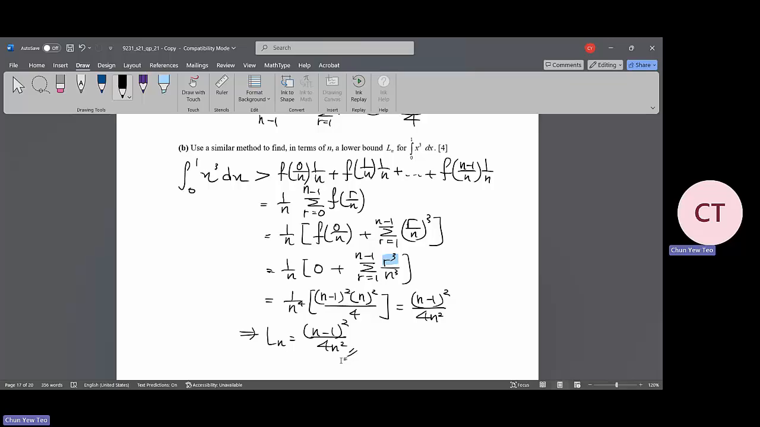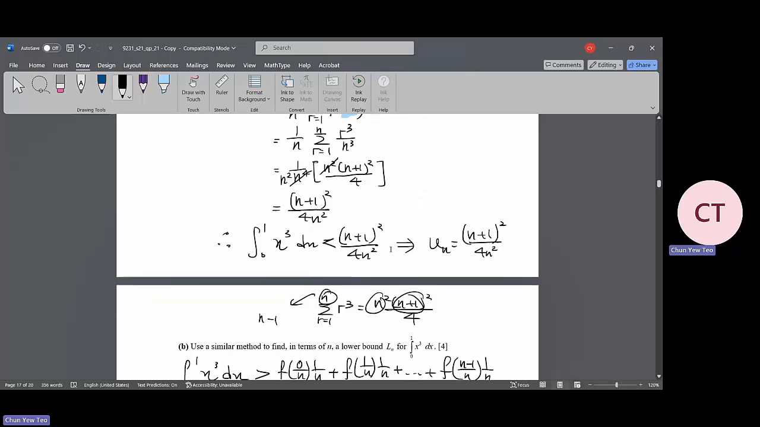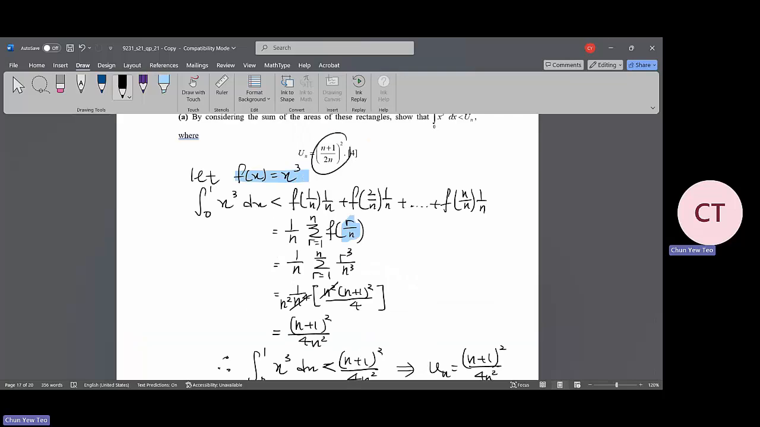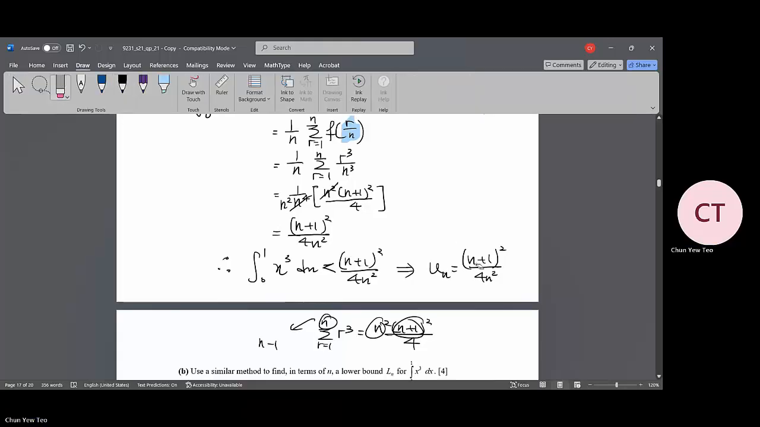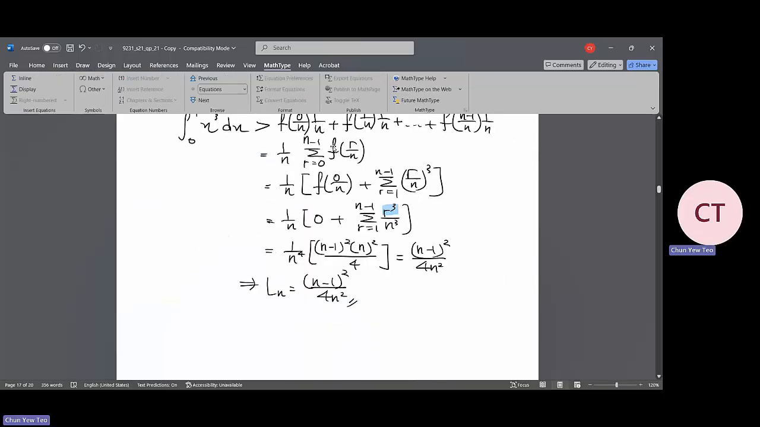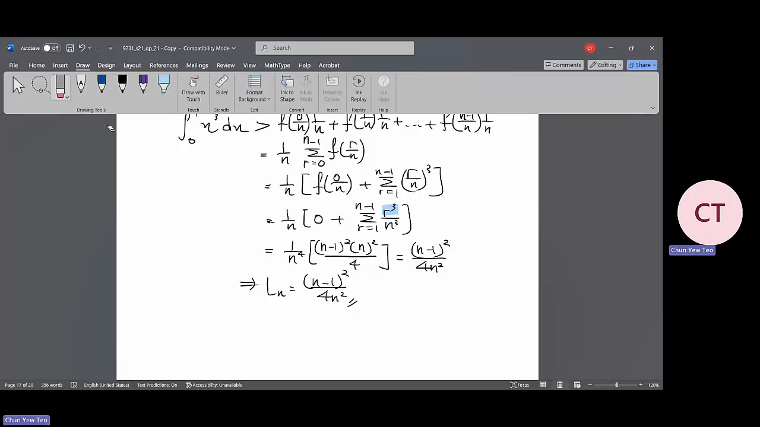part B. Oh, I'm sorry. I just realized that they want you to show it like this. I didn't show it, so I need to make it become this. Okay, shown. Then this one we also follow our Ln. We will follow the same pattern, and we can make it become n minus 1 over 2n squared. Okay, done. That is the answer for part B.